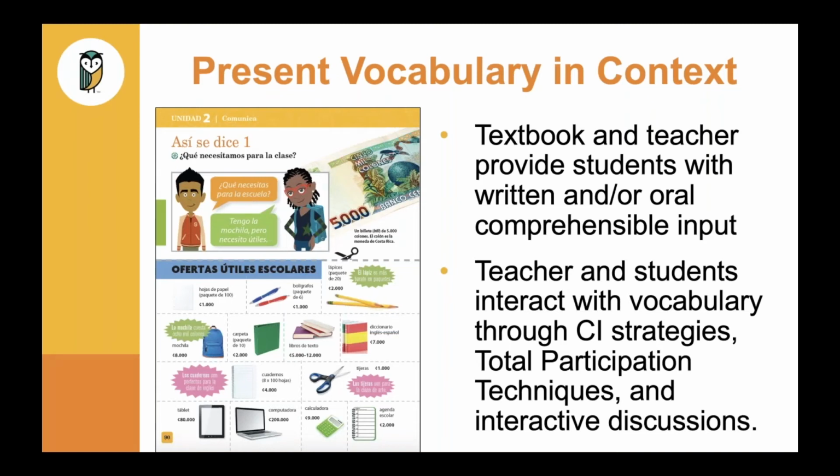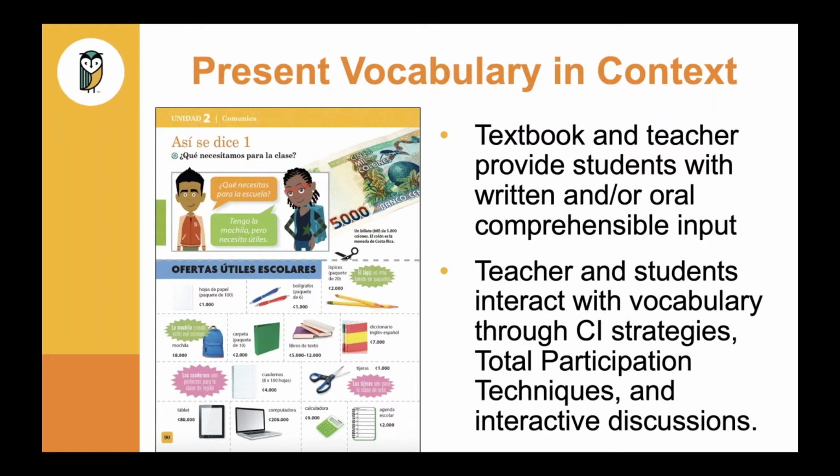In EntreCulturas, the vocabulary is presented in sections called Así se dice. In EntreCulturas 1, there are 3 Así se dice sections per unit. In EntreCulturas 2 y 3, there are 6 to 10 Así se dice sections per unit. The length and frequency of these Así se dice sections really depends on the context and the vocabulary, the content that students will be learning them in.